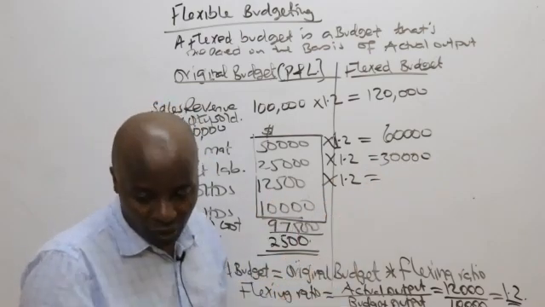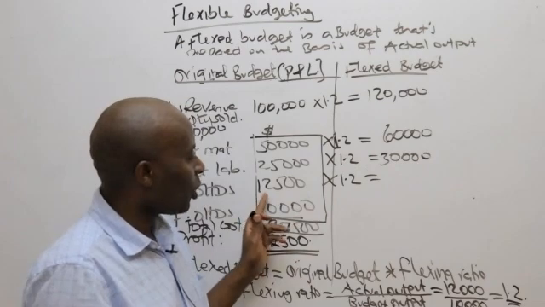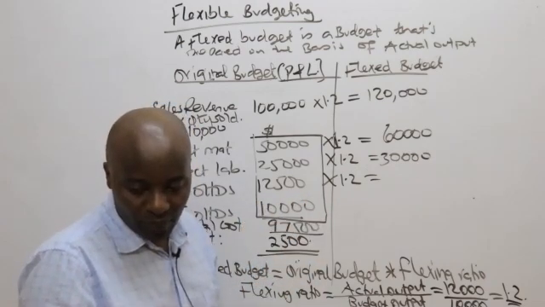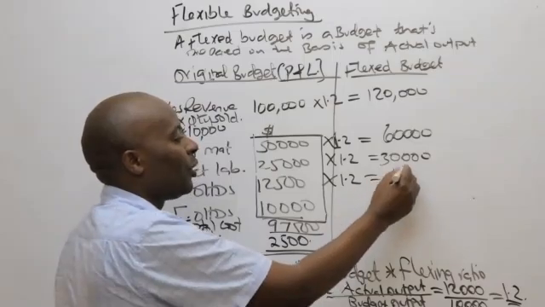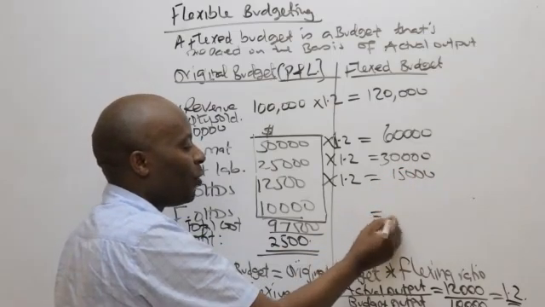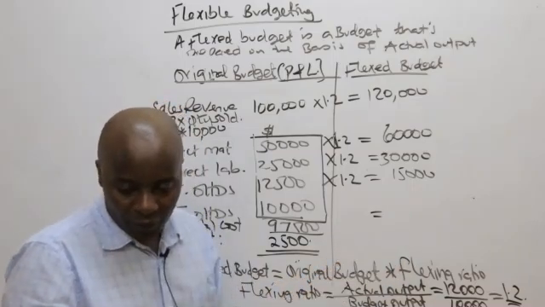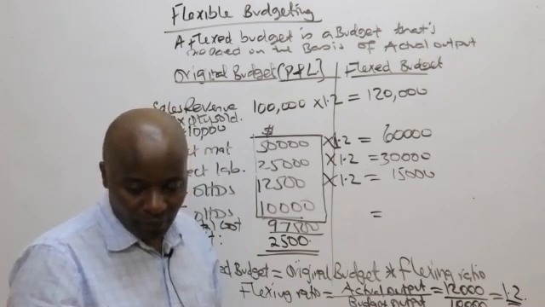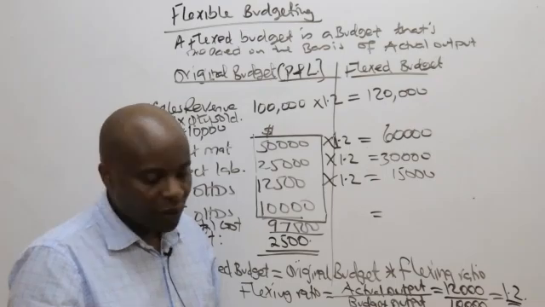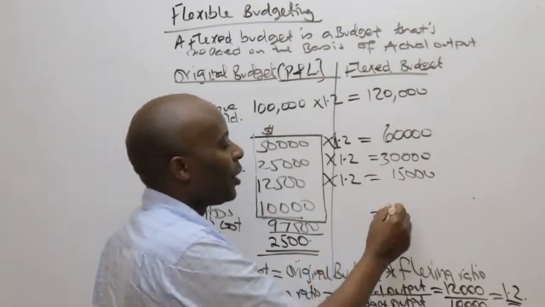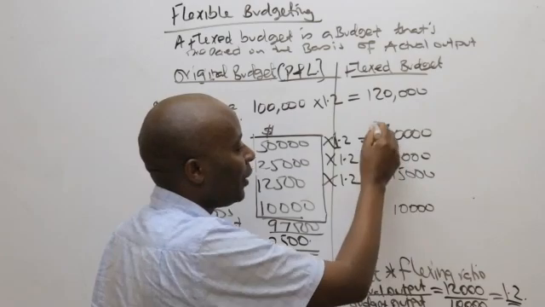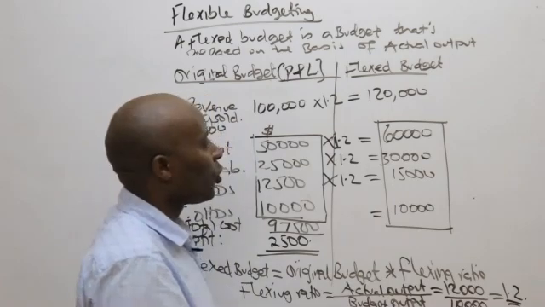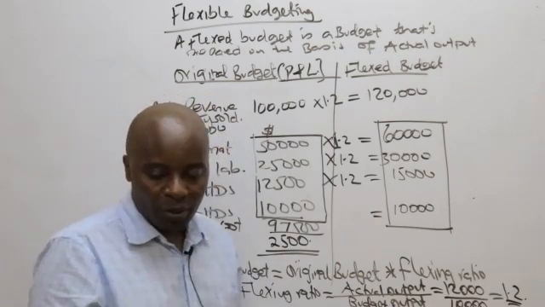This one here will give us what figure? 12,500 times 1.2, 15,000. So then what figure do you think I should put here for fixed overheads? 10,000. Thank you very much. So please add up everything for you to be able to give us the total cost.